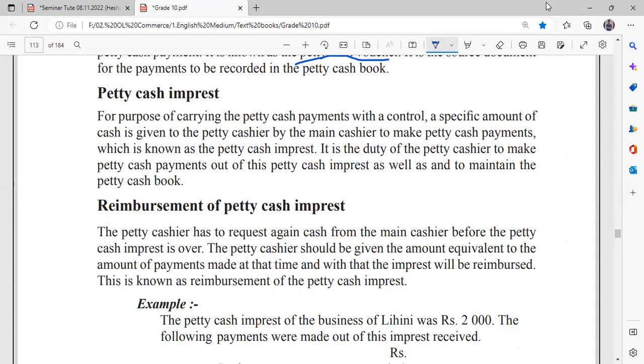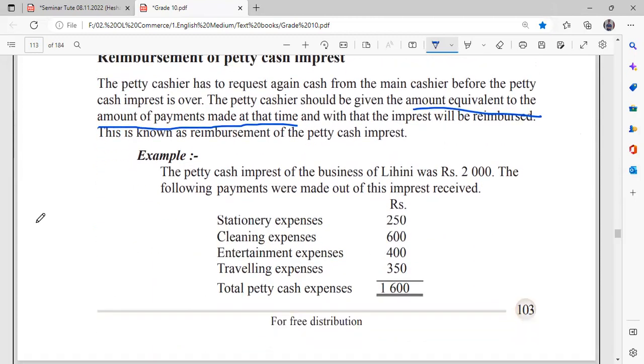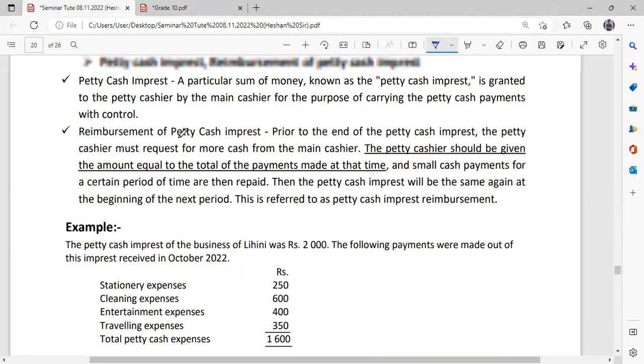Reimbursement of the petty cash imprest. The petty cashier has to request cash again from the main cashier before the petty cash imprest is over. The petty cashier should be given an amount equal to the amount of payments made, with that the imprest will be reimbursed, right? This is known as the reimbursement of the petty cash imprest. Now you can read it in here also.